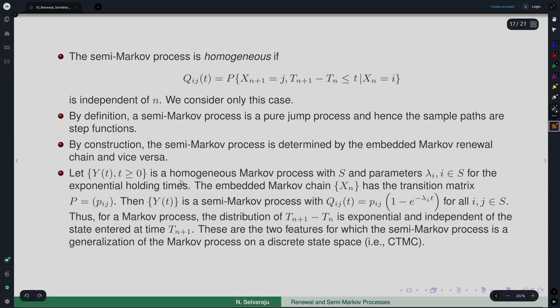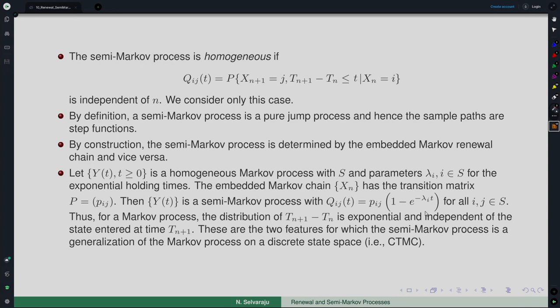Now, let Y_t be a homogeneous Markov process with the state space S, and parameters lambda_i, which are the exponential holding times. The holding time in state i has rate lambda_i. So, the embedded Markov chain, which we have already seen in the beginning, has the transition probability matrix P. Then Y_t is a semi-Markov process with this Q_ij(t). This is the time it spends, and with probability P_ij it moves to state j, and hence this quantity holds for all i, j in S.